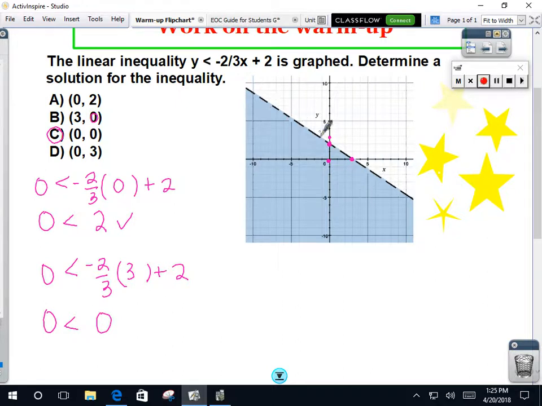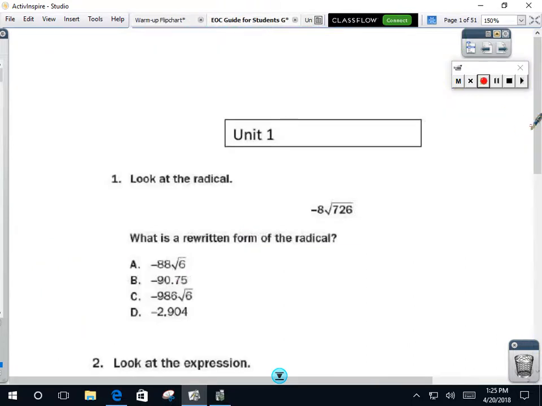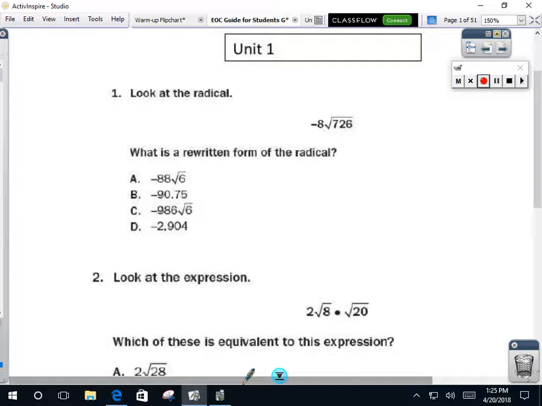And if points fall on the dashed line, they're not solutions because that is not a true statement. The only true statement was the one where you replaced the y and the x with 0, and that was C. That was the point in the shaded area. Any questions?